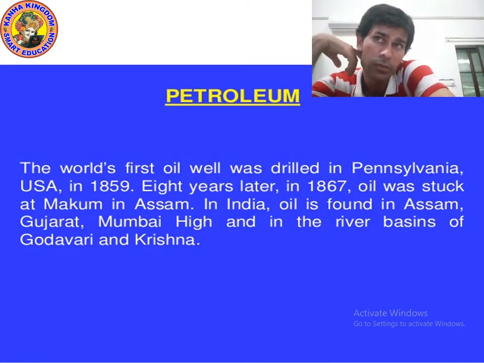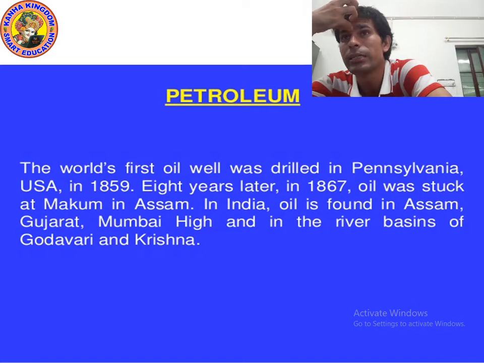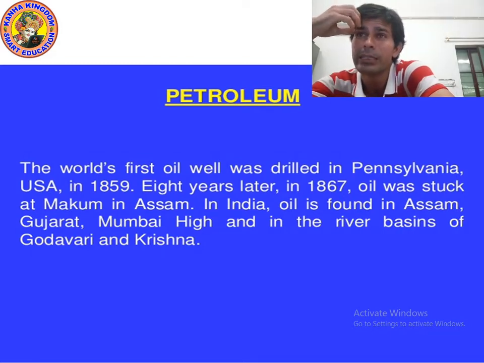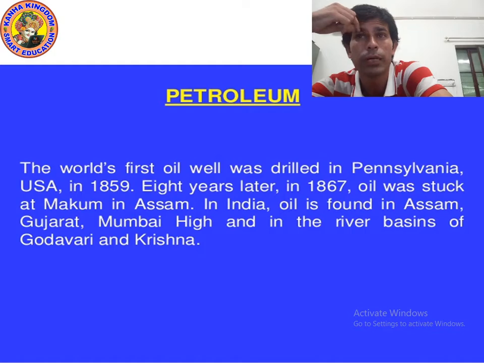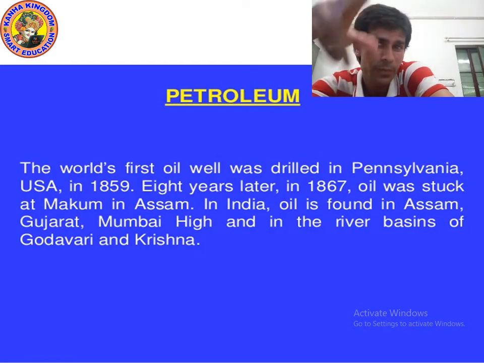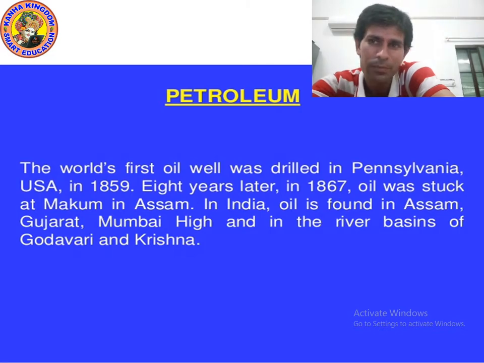So the world's first oil well was drilled in Pennsylvania, USA in 1859. Then eight years later, in 1867, oil was struck at Makum in Assam. In India, oil is found in Assam, Gujarat, Mumbai High, and in the river basins of the Godavari and Krishna. I hope you understood. Now let's see the next point.